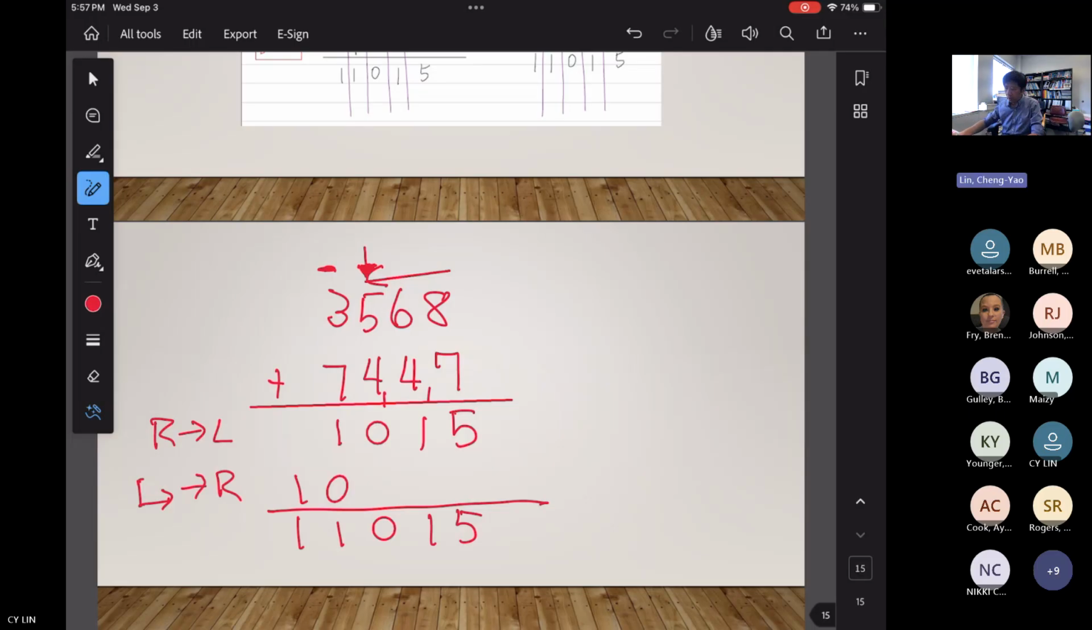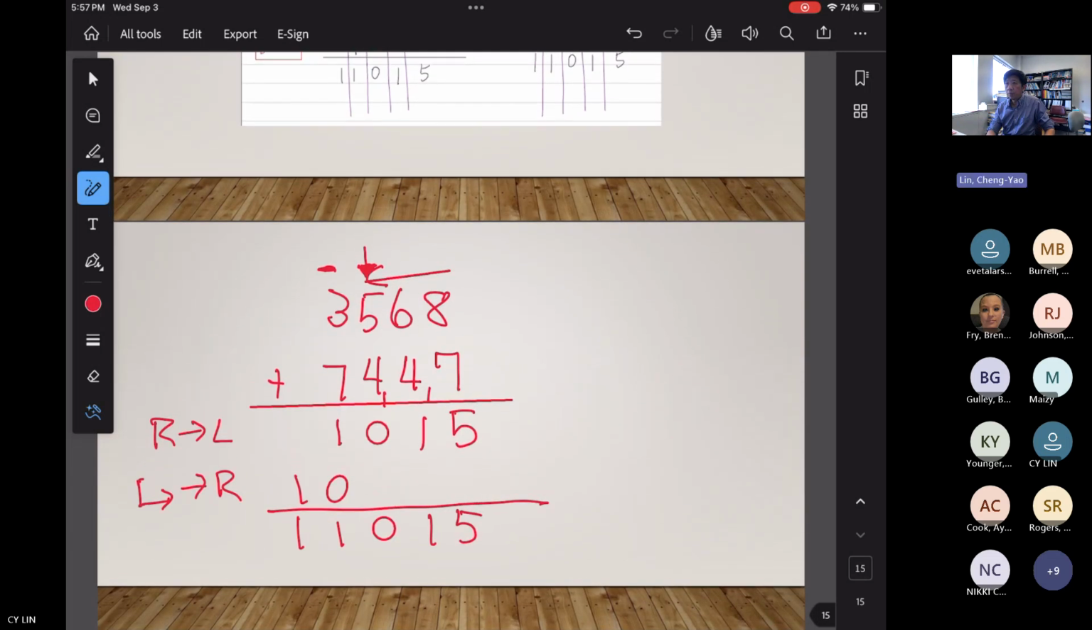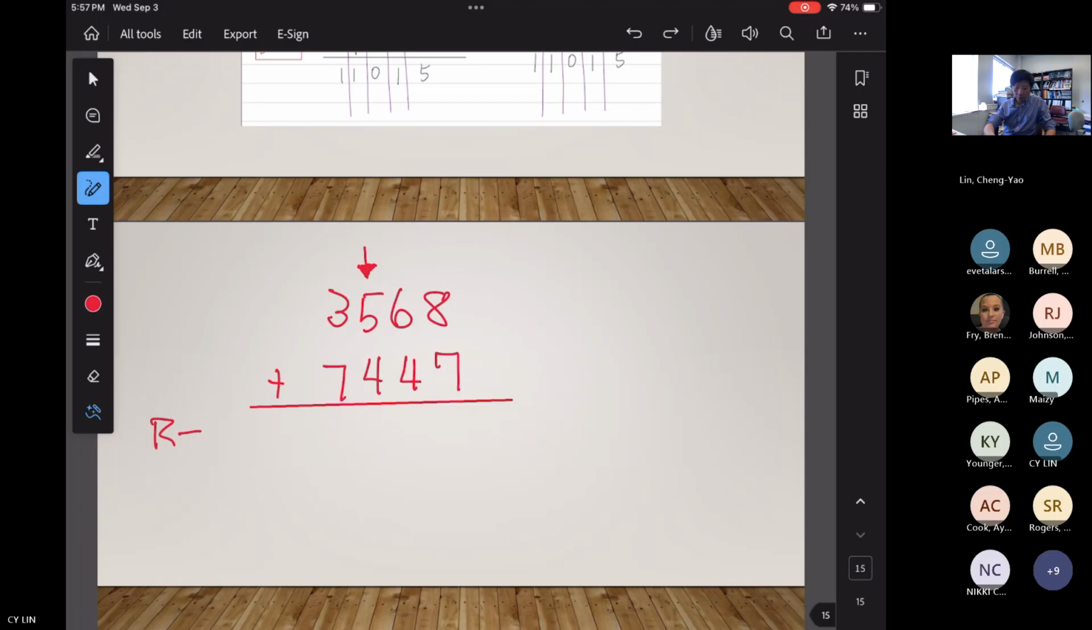Can we do another problem to practice? Yeah. Okay, so I'm going to erase this, and then I'll give you another problem to do.